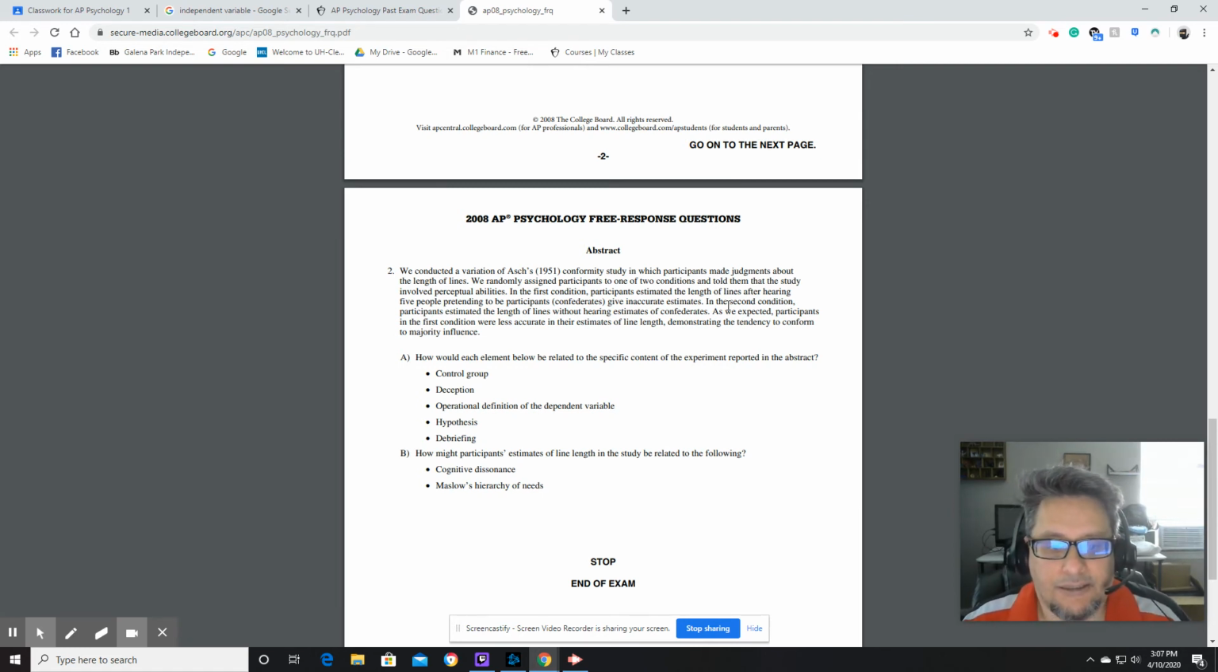So a hypothesis, what is a hypothesis? A hypothesis is an if-then statement that predicts how your experiment's going to go. So down here at the bottom, as we expected, participants in the first condition were less accurate in their estimates. So if the participants are listening to Confederates that are giving them the bad information, they are more likely to make a mistake than people who don't hear somebody give the wrong estimate.